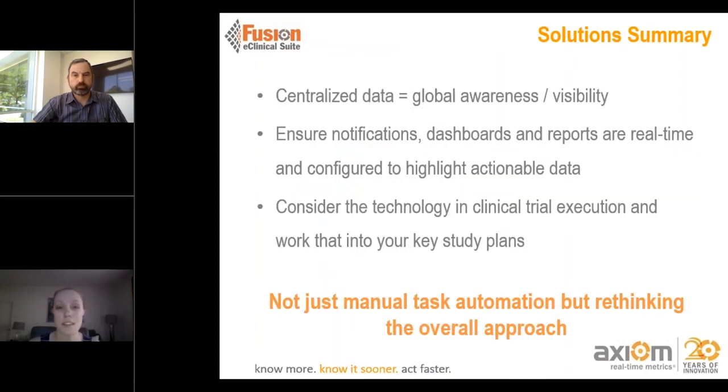So just summarizing what we've talked about, it's that unified platform that's giving us the central data. It's allowing us global awareness and visibility, and we really need to make sure that those notifications, dashboards, and reports are in real time and they're configured in a way that highlights what those key data points are and what actions are required.